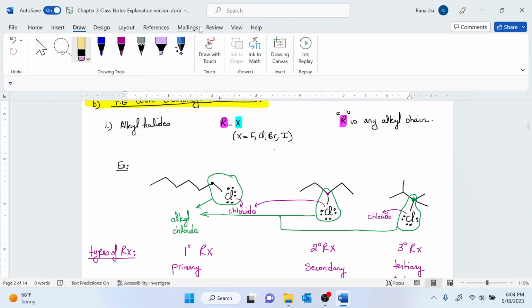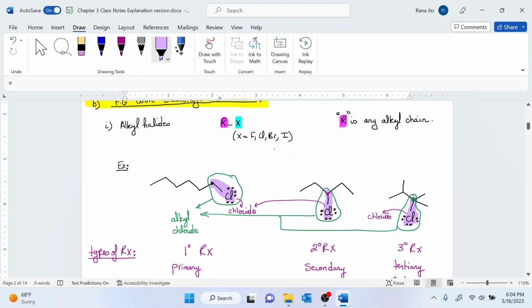And when you want to highlight the alkyl halide, you highlight the carbon that is connected to the halogen together with the halogen. So this is called an alkyl chloride. So you highlight the carbon together with the halogen. Don't highlight just the halogen. It's the carbon that is connected to the halogen.